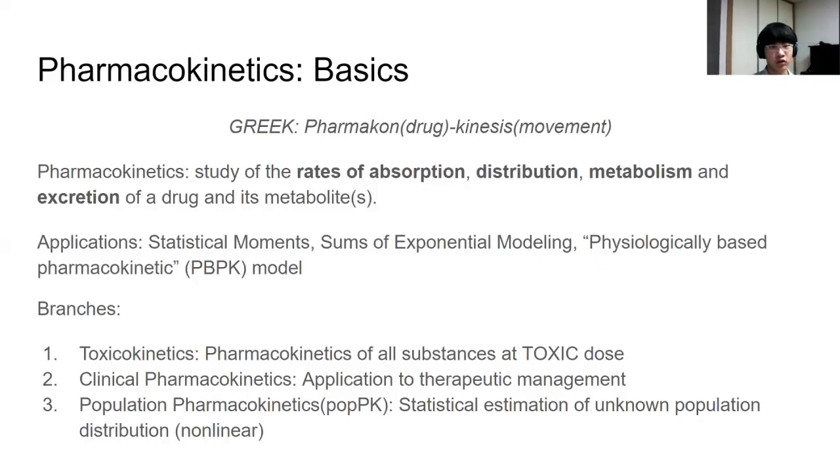And there's a branch called clinical pharmacokinetics, which is the application of therapeutic management. This is often studied by in situ wet lab people who do this kind of therapeutic drug approval by looking at how it does in the laboratory, for example, in mice or guinea pigs. And the last one is called population pharmacokinetics, which is also called POP-PK. It's a statistical estimation of the unknown population distribution. So it's quite non-linear because it fluctuates. So that is also mathematically averaged out, that range of error, in order to understand the validity of the model.